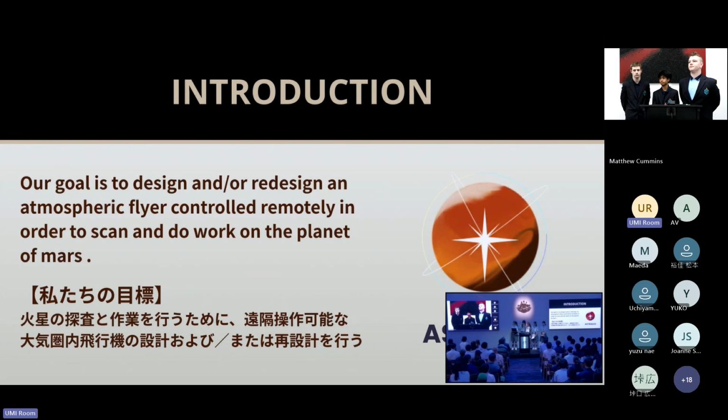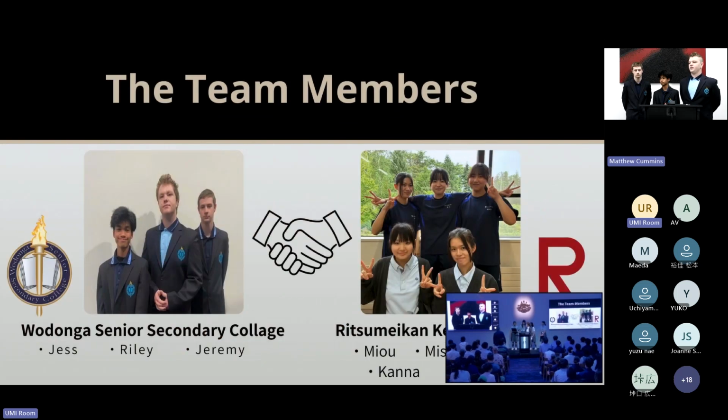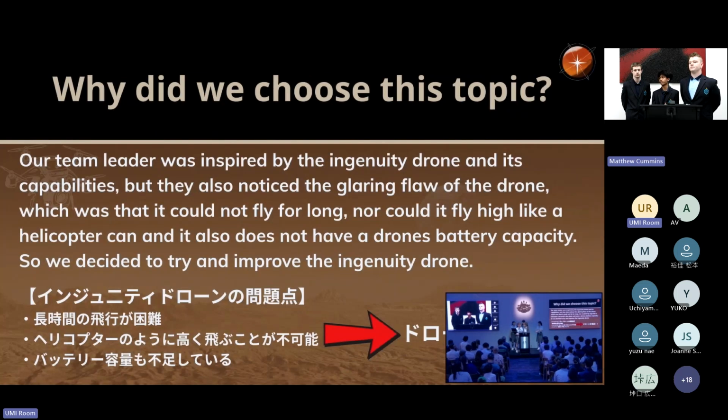Our team members consist of me, Riley, and Jeremy, along with our foreign partners, Mio, Misa, Rina, Kana, and Satoko. Our team leader was inspired by the Ingenuity drone and its capabilities, but they also noticed the glaring flaw of the drone, which was that it could not fly for long, nor could it fly high like a helicopter. And it also does not have a drone's battery capacity, so we decided to try and improve the Ingenuity drone.